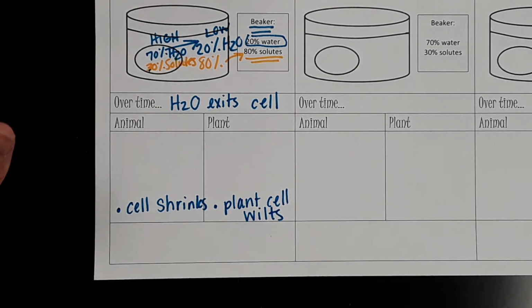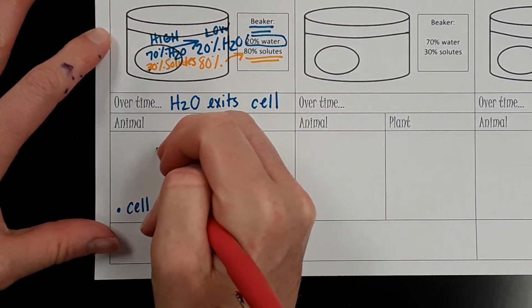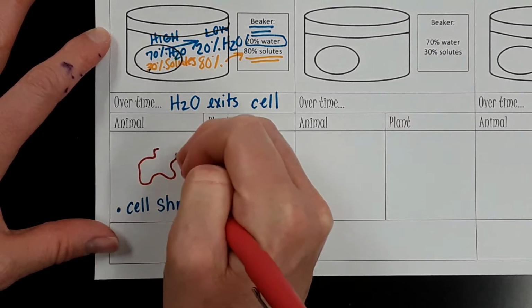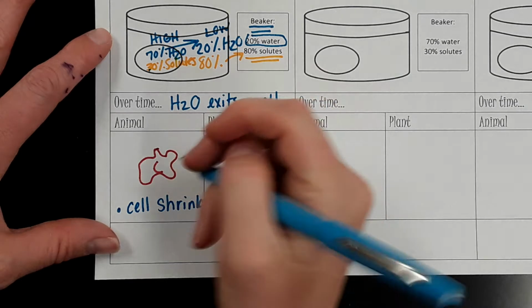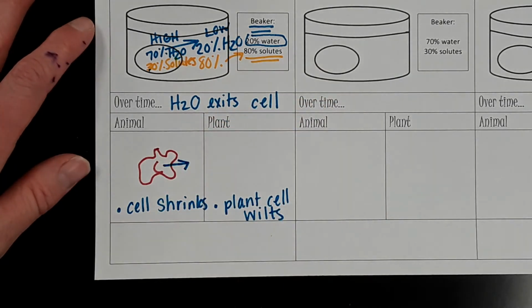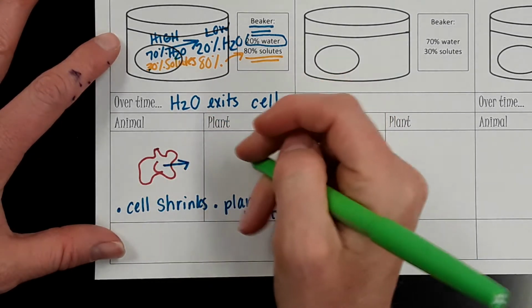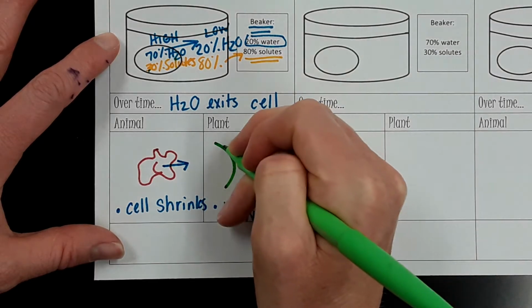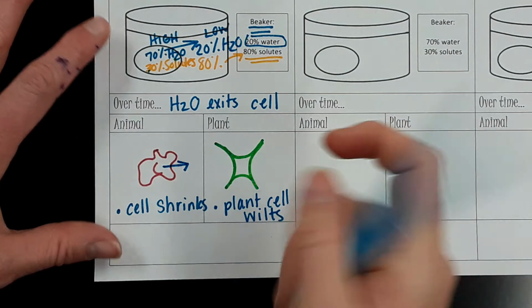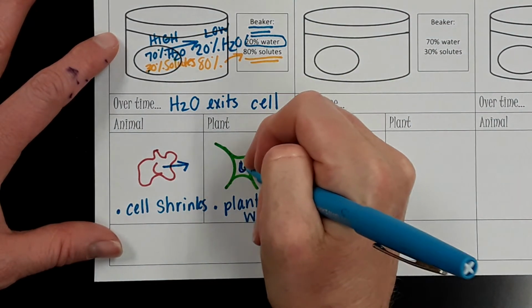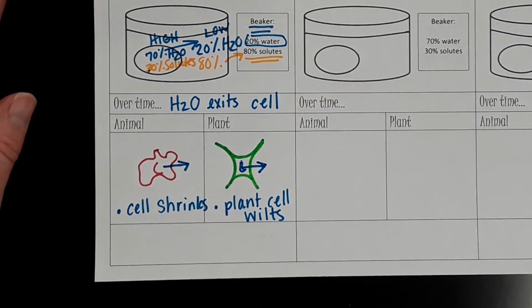What happens to my animal cell? I'm just going to use a red blood cell for example. It's usually a nice red round circle like an inner tube, but it's going to start to shrivel up as the water moves out of it. So the water moves out and the cell shrinks. In my plant cell, the central vacuole loses water and my cell starts to collapse. Here's my little central vacuole, and the water goes out.